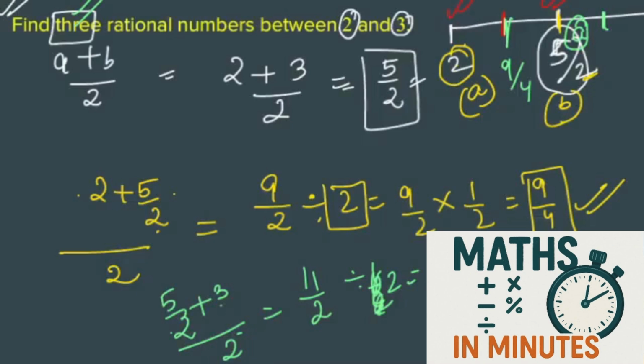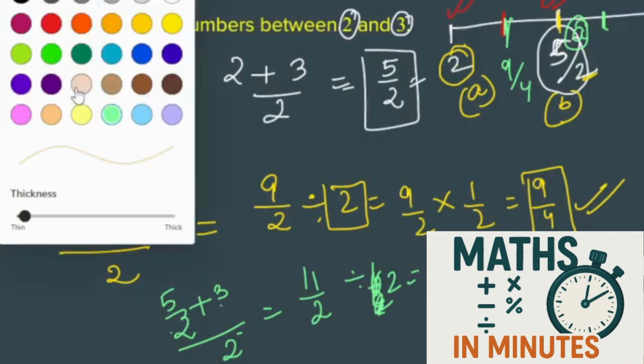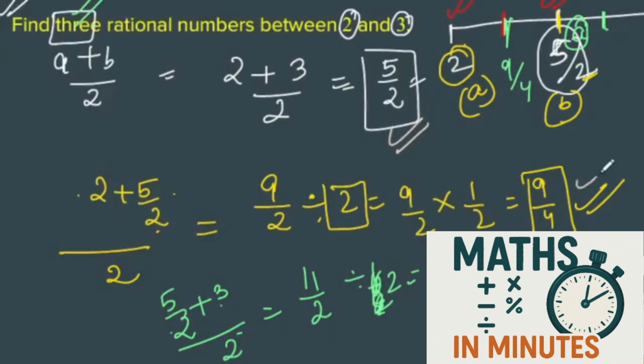So this is how you got your 3 rational numbers between 2 and 3, and the rational numbers are 5/2, 9/4 and 11/4. But don't you think this is a lengthy method? हमने करीब 2-3 मिनट ले लिए इसको सॉल्व करने के लिए, and as you are a beginner, I think 5 to 6 मिनट आराम से 5-6 मिनट आपको लगेंगे.